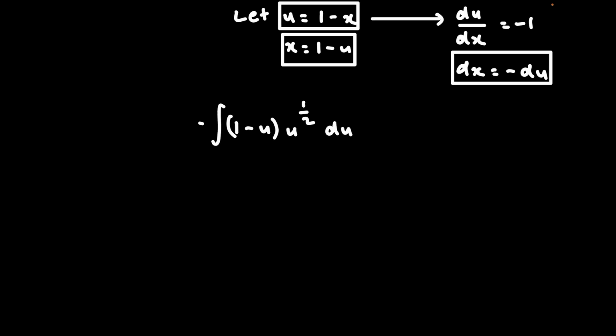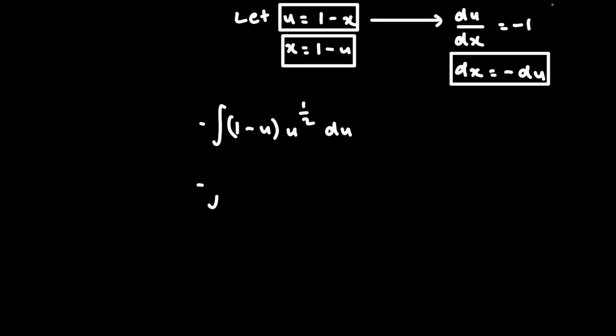Still look confusing? Not really. All you have to do is expand the u to the half inside the two terms in the bracket. So you have u to the power of half minus u to the power of 3 over 2, and I did that by simply making this u to the power of 1. Index laws says u to the power of 1 times u to the power of a half, you just add the indices together.